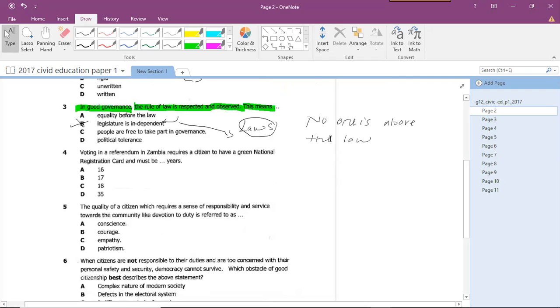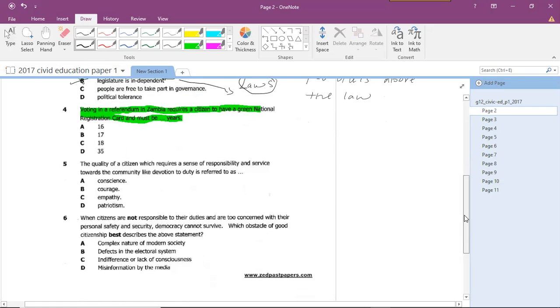Okay, so let's move on to question 4. I actually want you to help me with question 4. The voting age in Zambia is usually mistaken for the age for getting the national registration card, but you also have to know the voting age in Zambia. So question 4 states that voting in a referendum in Zambia requires a citizen to have a green national registration card and must be how old? What's the voting age? These are the 3 marks that you're supposed to be getting in your MCQ paper.